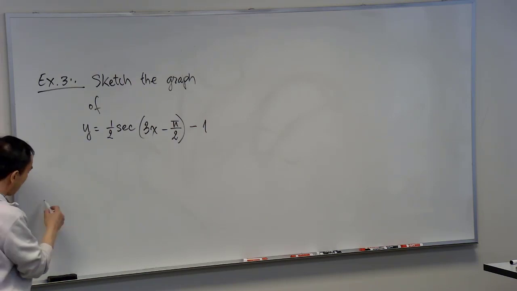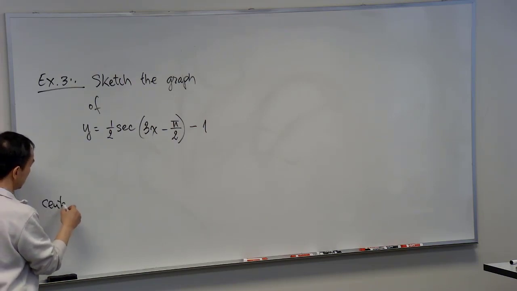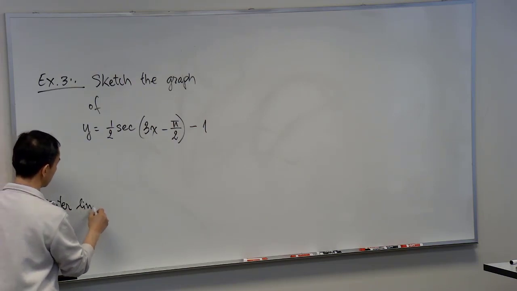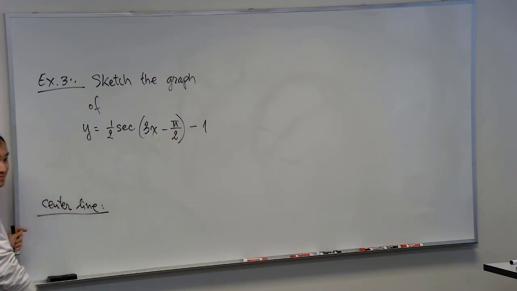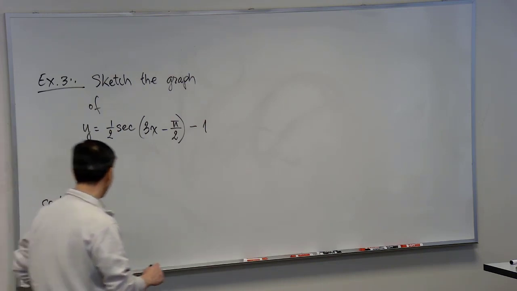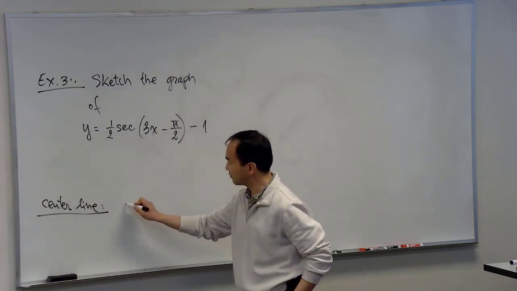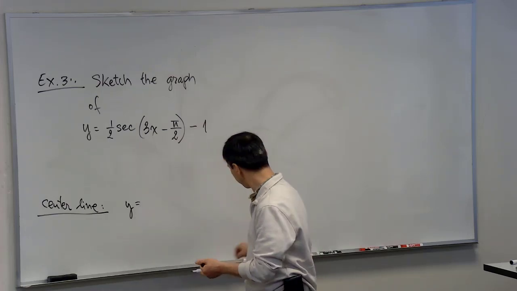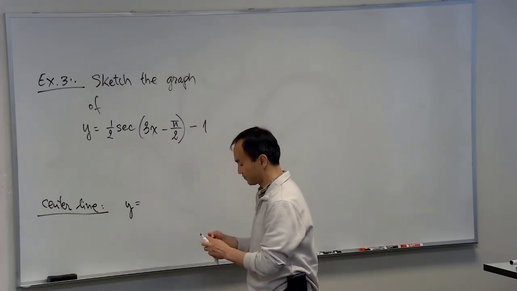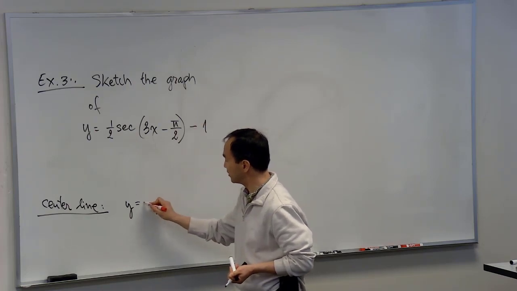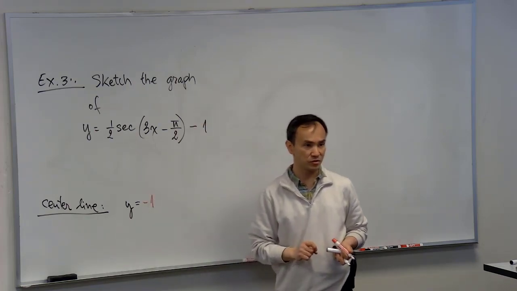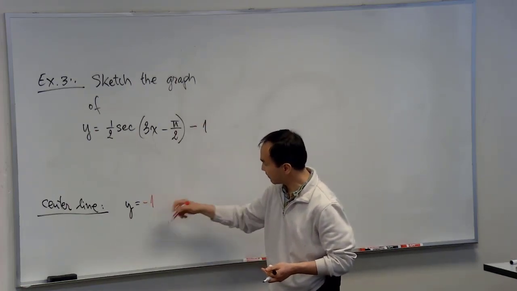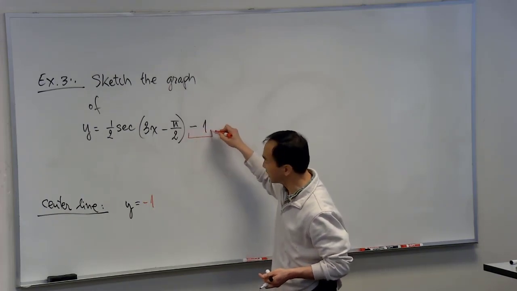Sine, cosine, they're always going to have a center line, right? So for secant, there is a center line as a major feature. But the center line this time is going to be found as follows: y equals -1. Write it down so that you guys can learn from the experience here. -1 indeed.